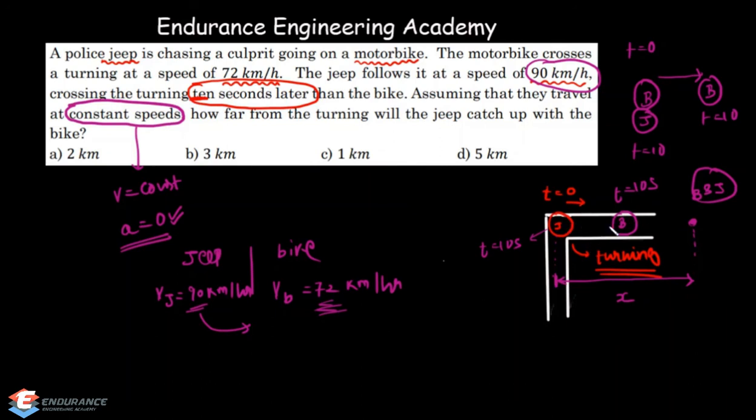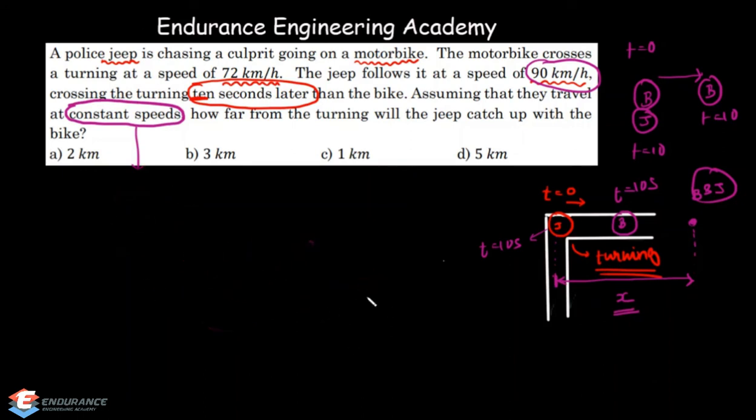Now the question is, what is the distance from the turning so that the jeep will catch the bike? How to determine it? This is really a good question. It's not that easy a question either. We will discuss it. First of all, both the jeep and the bike have to travel a distance of x meters, because we are assuming that at a distance of x from the turning, the jeep is catching the bike.